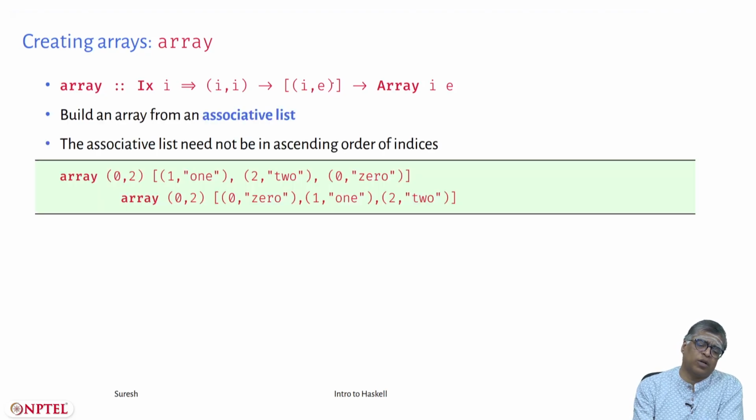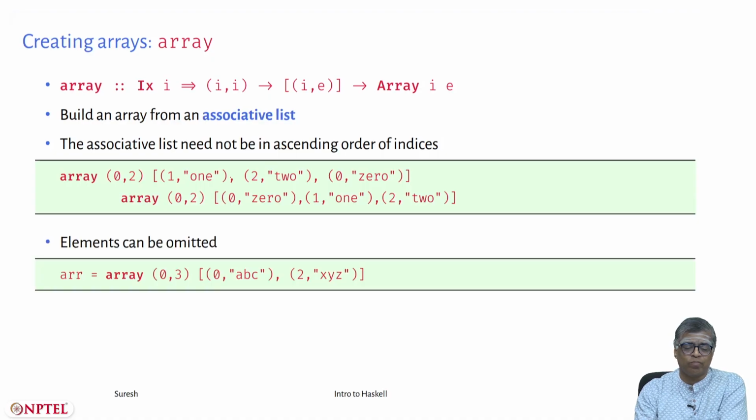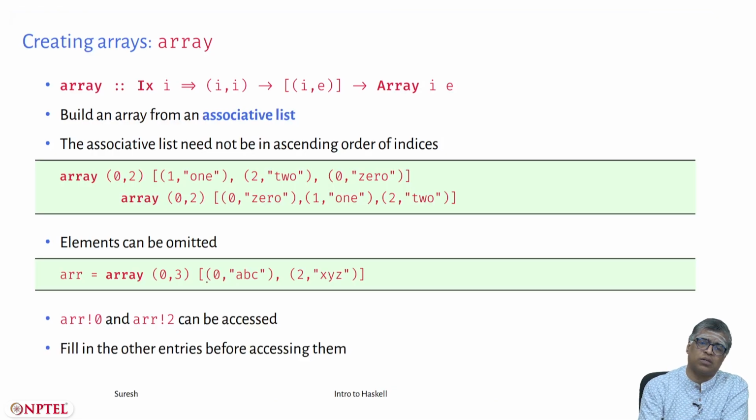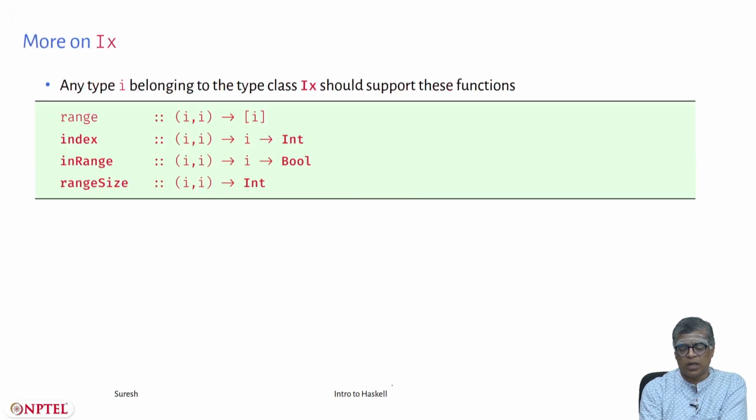Yeah, so this is building from an associative list. So the associative list need not be in ascending order of indices. So you can say array of 0, 2, then you can say 1, 1, 2, 2, 0, 0. It will finally store it in ascending order, but you don't need to present it in ascending order. Elements can also be omitted. So you can say array 0, 3, at 0 I want ABC, at 2 I want XYZ, but later array 0 and array 2 can be accessed, but array 1 cannot be accessed right now, but you can later go and fill in the array at 1 before accessing it.